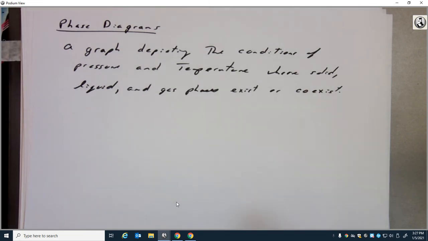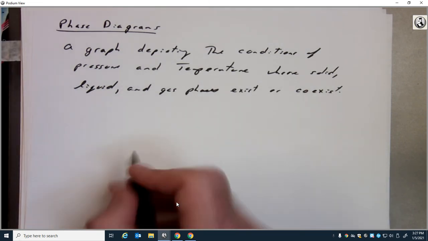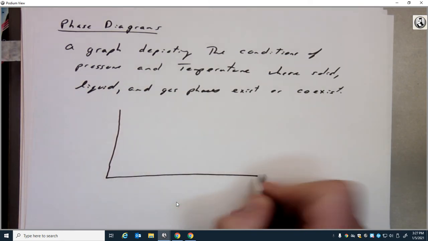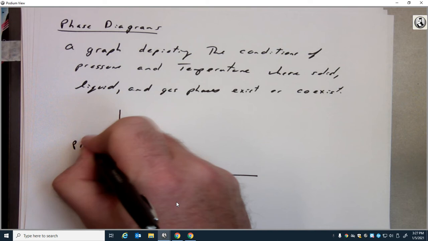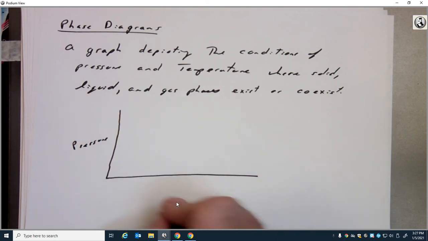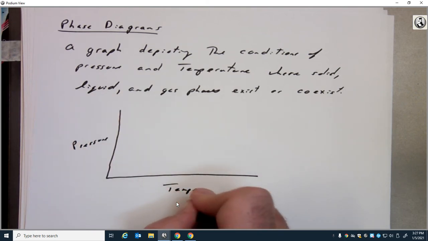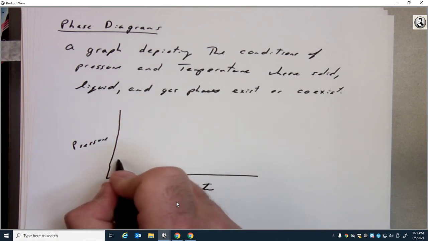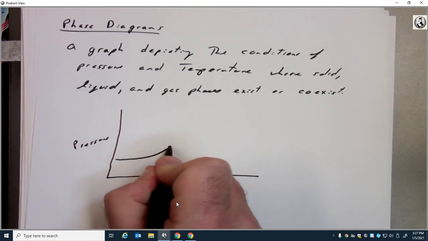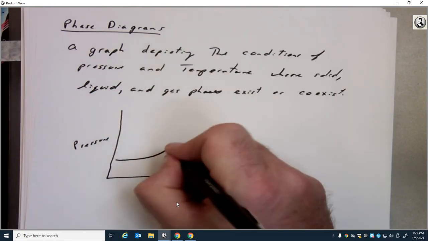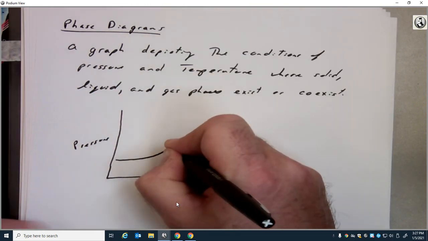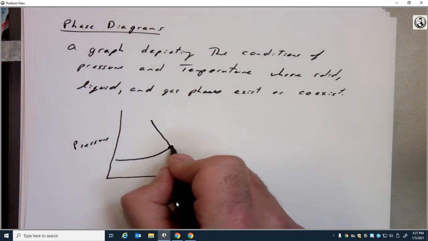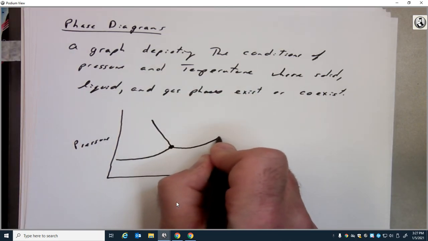So let me give you one. They all kind of look the same. So they're going to kind of look like this. It's a graph, right? And this will be pressure, okay? And this will be temperature. And they kind of look something like this. It's going to come up to something like there. And you have a point. And then this might do something like that. And then this will do something maybe like that.